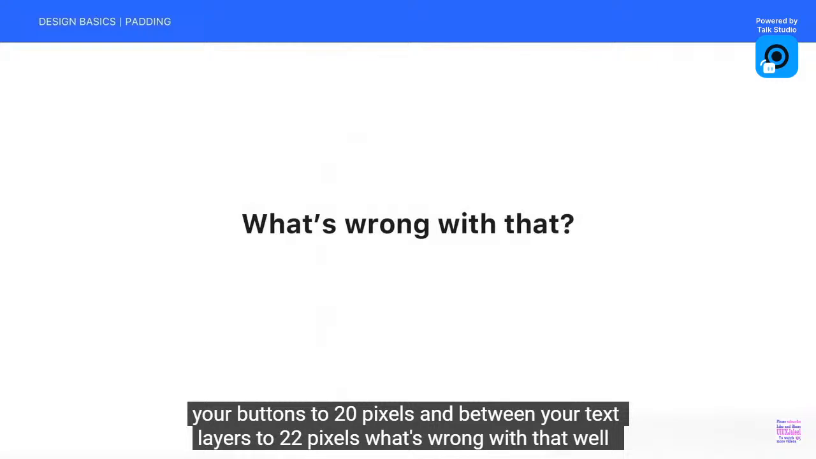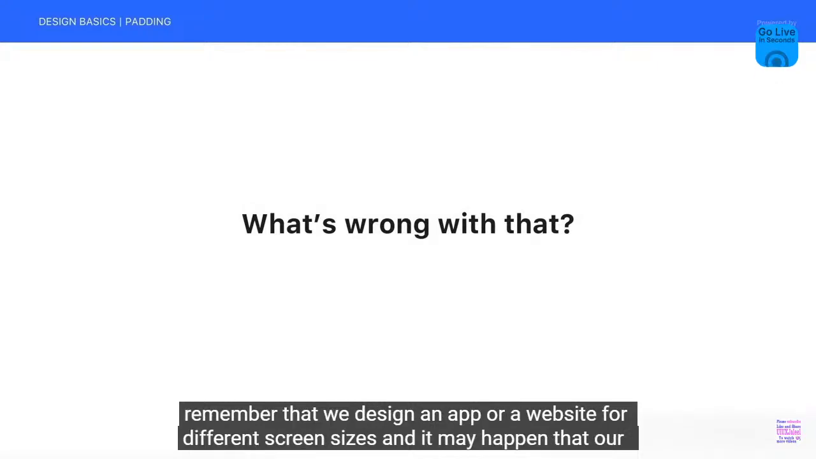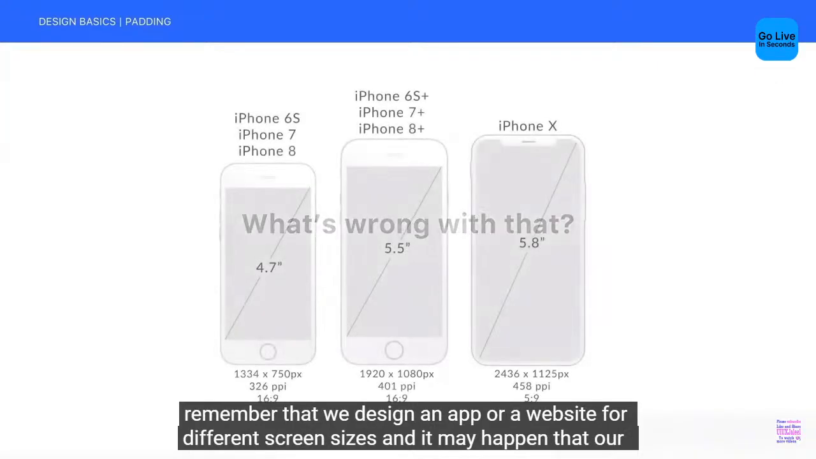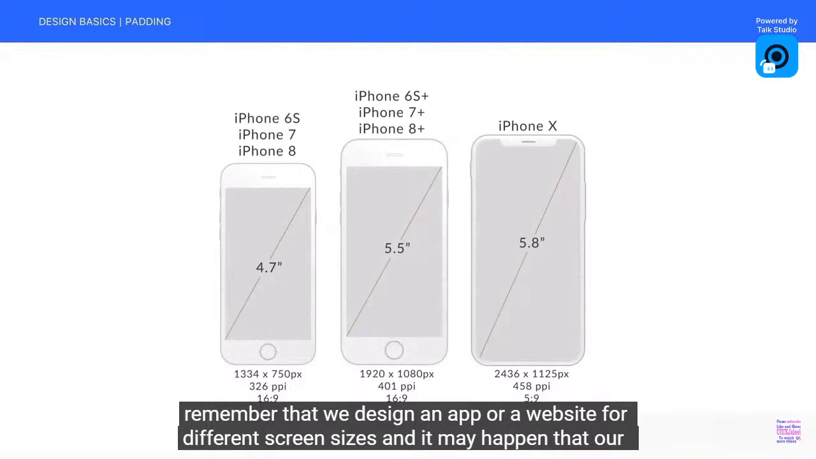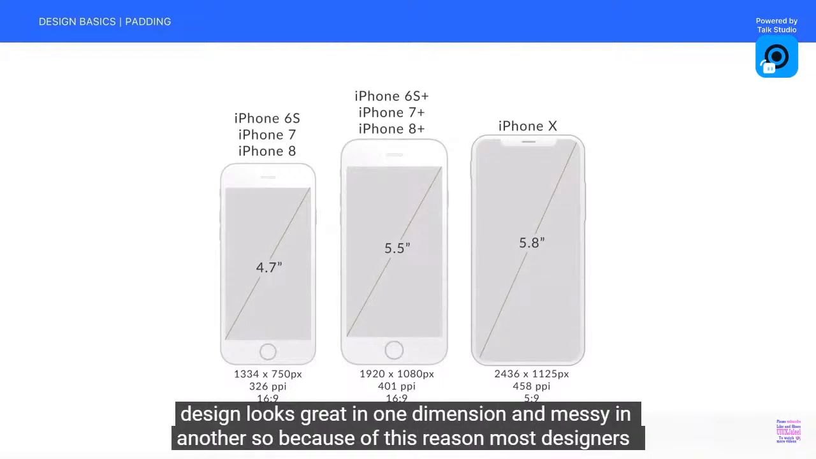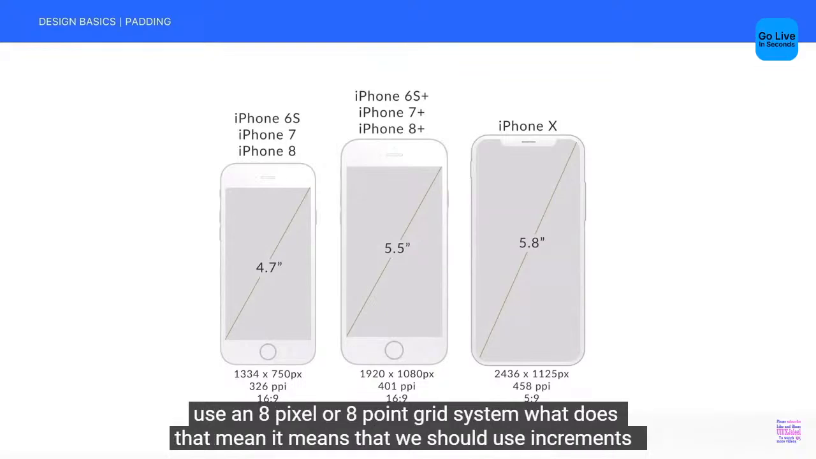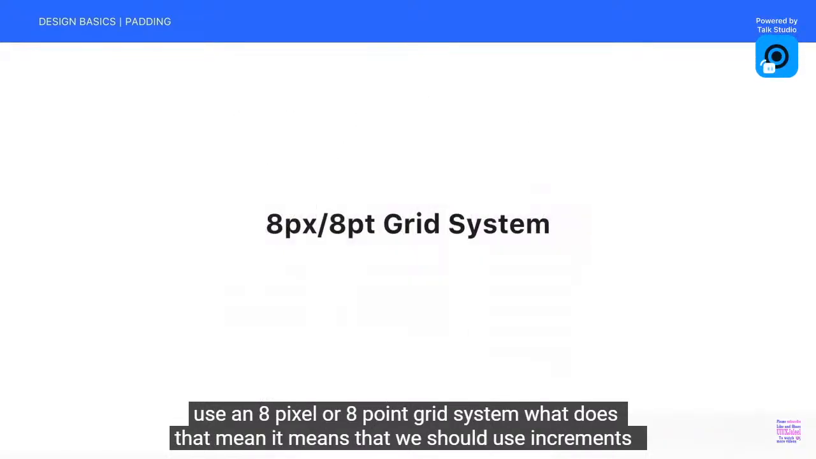What's wrong with that? Well, remember that we design an app or a website for different screen sizes, and it may happen that our design looks great in one dimension and messy in another. So because of this reason, most designers use an 8 pixel or 8-point grid system.